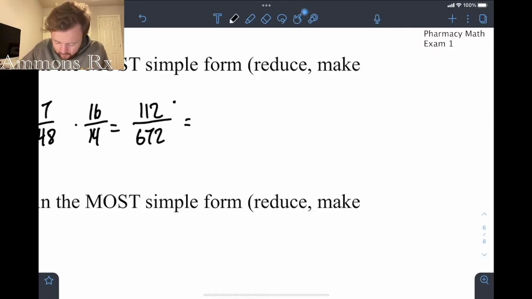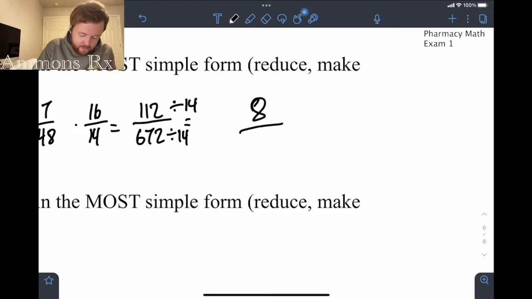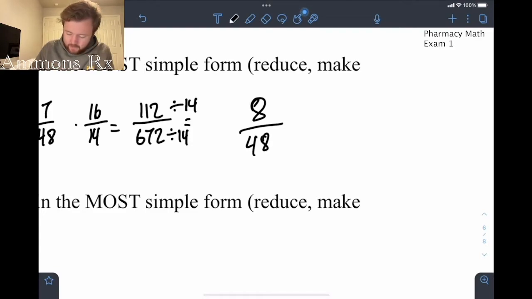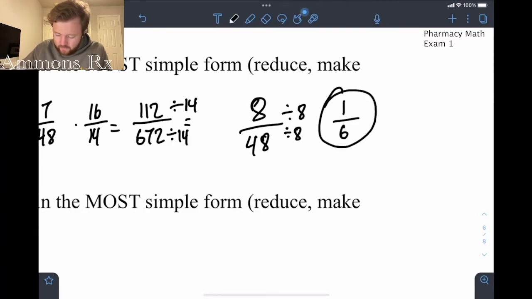I can actually take out 14. And so I really don't know the best way of simplifying. I'm sorry, I'm not a math teacher. I just sort of guess and check. But 112 divided by 14, that's going to give me 8. 672 divided by 14 is going to give me 48. So that even simplifies even further because I can divide those by 8 itself. 1 over 6.